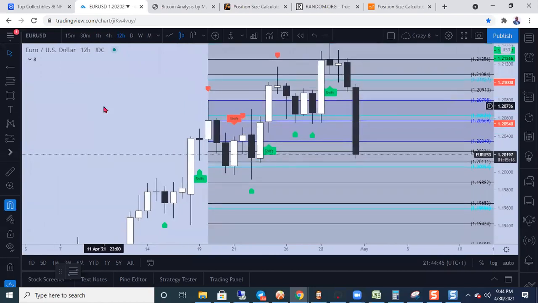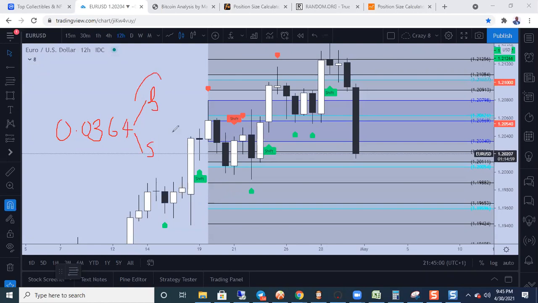I've said it before and I'll continue to say it. In Forex trading, two traders can go in at the same price, 0.0364. One is buying, one is selling, and they'll both hit their TP. It happens in trading.